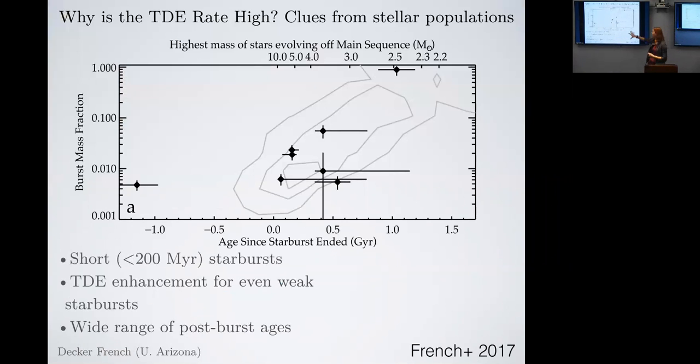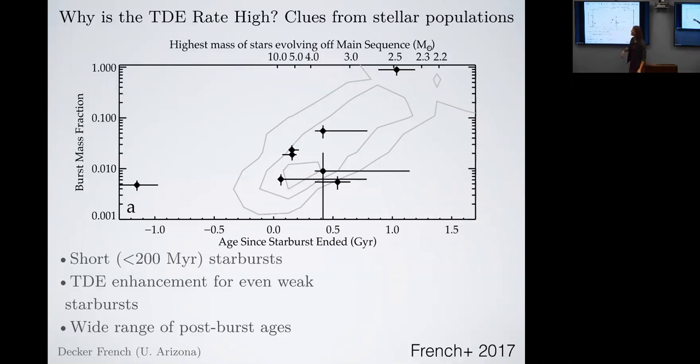So here I'm showing the age that we've measured since the starburst ended in these host galaxies. This one is still forming stars. It gets a negative age since the starburst ended. The starburst isn't ended. Don't give too much weight to exactly what this value is. We're kind of ignoring it for now.